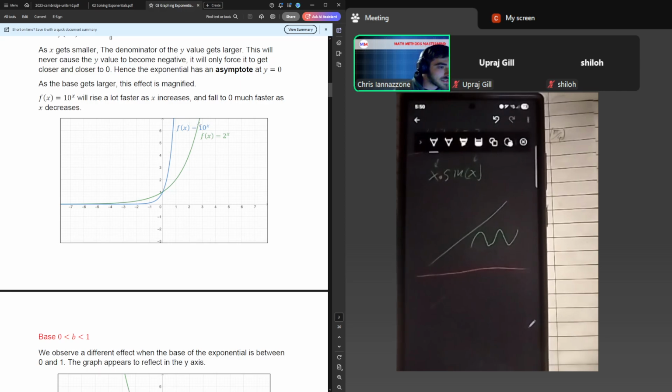Back to the screen share. If the base is bigger, then the effect that we see is magnified, right? Because we're now looking at like 10 squared, 10 cubed, much bigger. And so it's going to rise much faster, but it's also going to fall much faster as well.